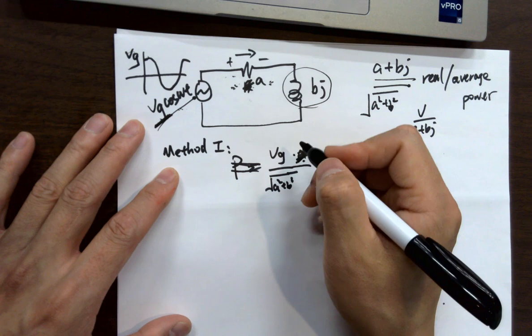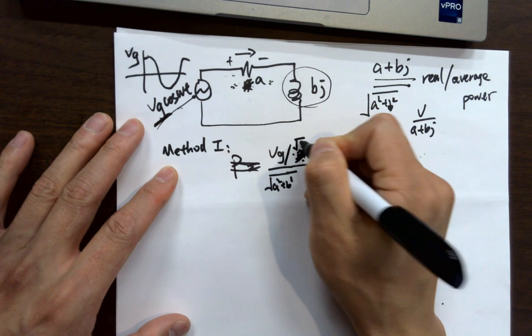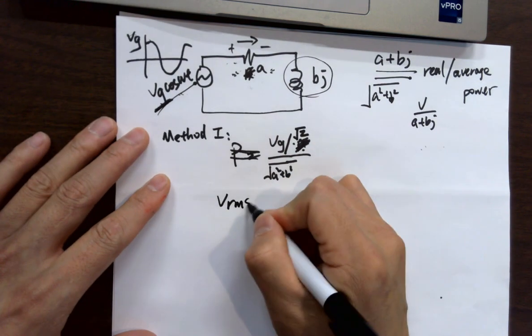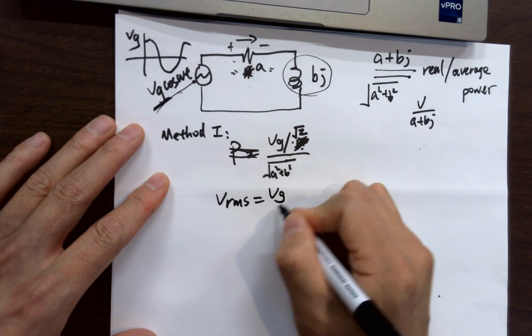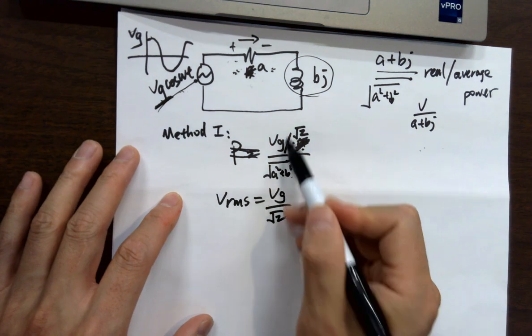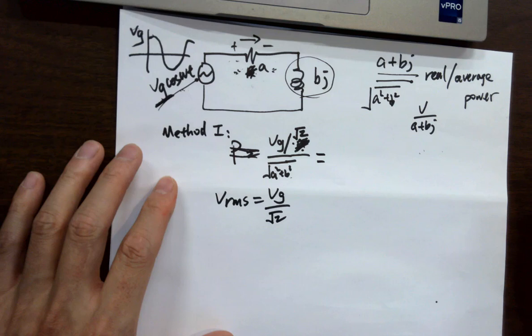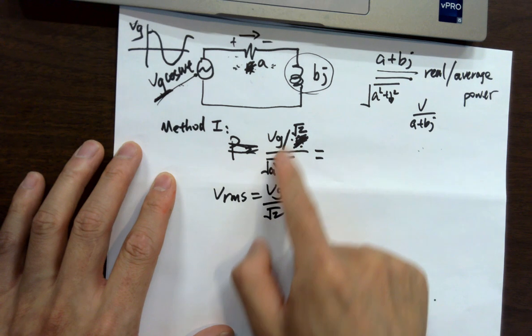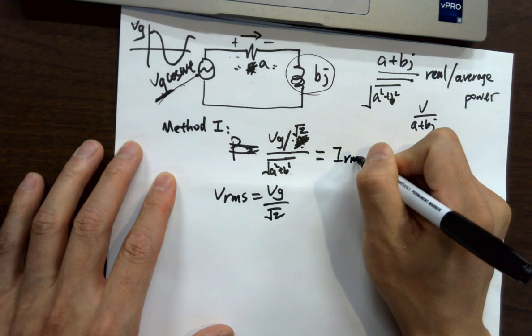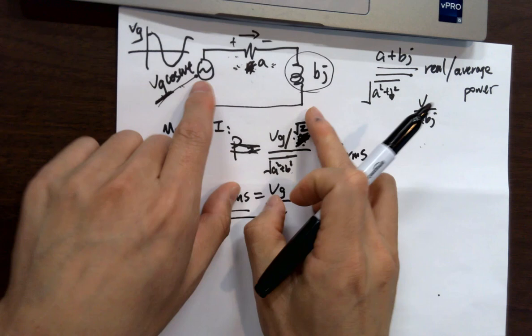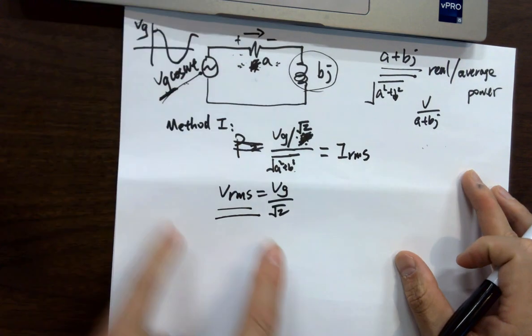So Vg divided by square root of 2 is giving you what? VRMS of this source is Vg over square root of 2. Okay? And the magnitude of the resistance is this. So this divided by this is what? This is the VRMS. This is the magnitude of the resistance. So this is giving you what? IRMS. So this VRMS is the VRMS of the whole thing, right? That's the peak V. That's the VRMS here.